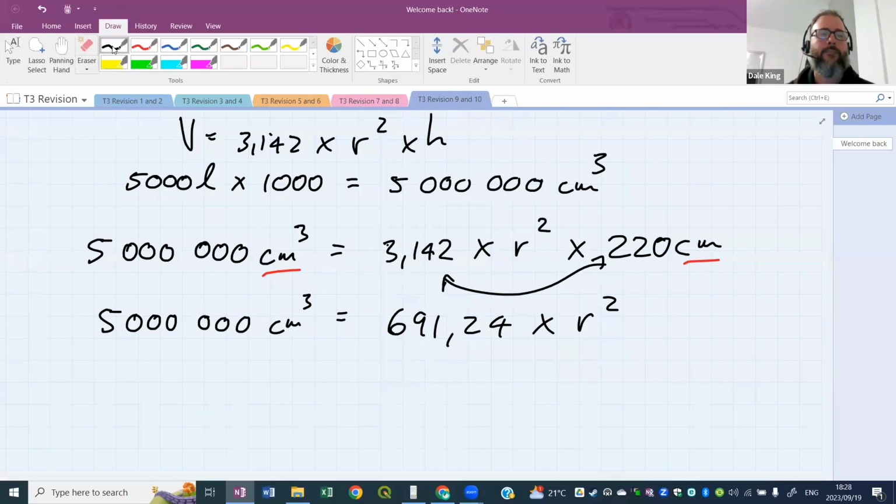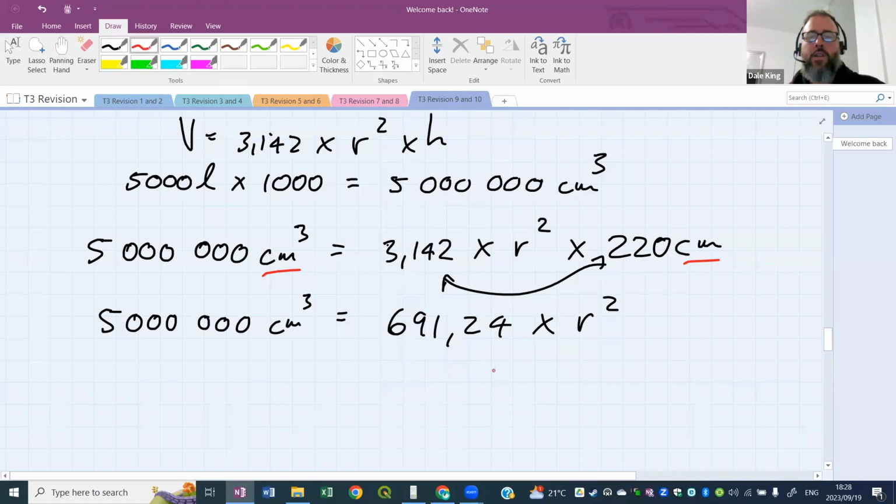You would shift the 691,24 to the other side, and you would divide it by 5 million. Yes. So Ben is suggesting that to get rid of the 691,24 on the right-hand side, we've got to divide. Why is he saying divide?